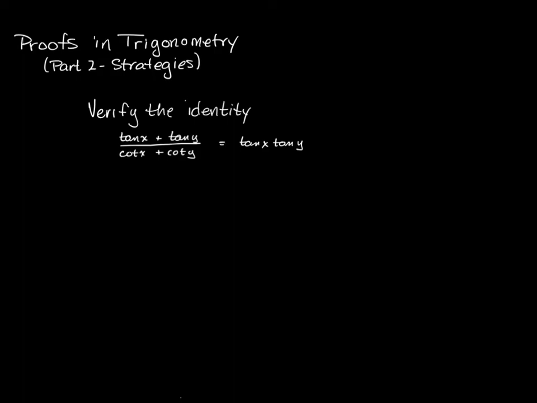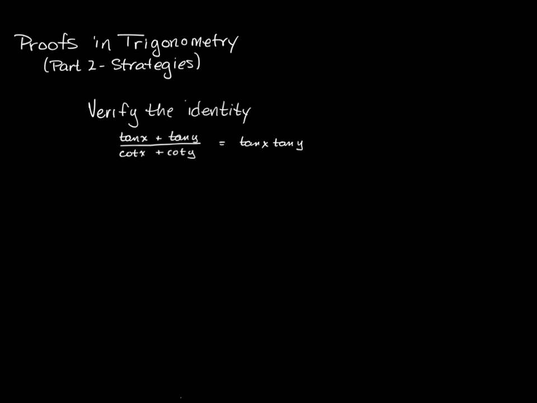Notice that the numerator of the fraction on the left-hand side has a tangent of x plus a tangent of y. X and y are the angles here. They're different, and that's important. But we can turn the tangent of x into the sine of x over the cosine of x, and the tangent of y into the sine of y over the cosine of y, and so on.